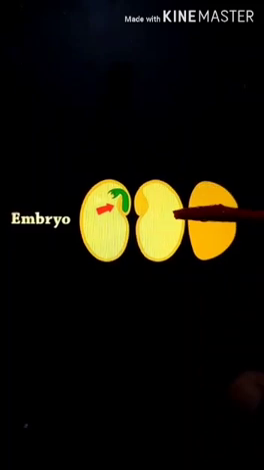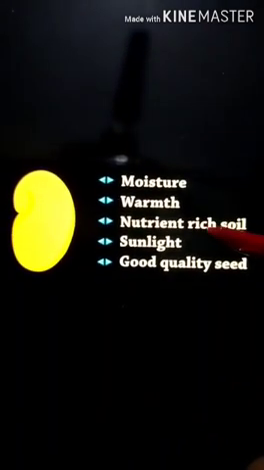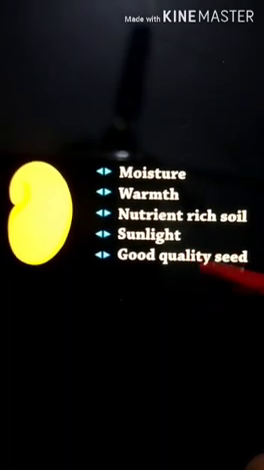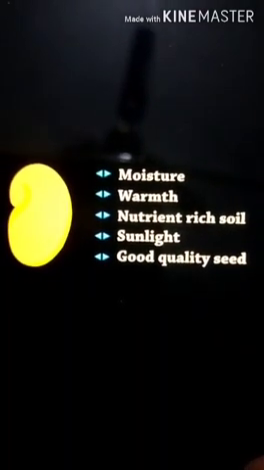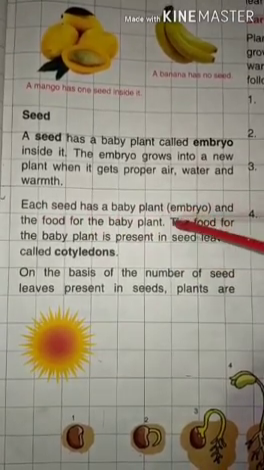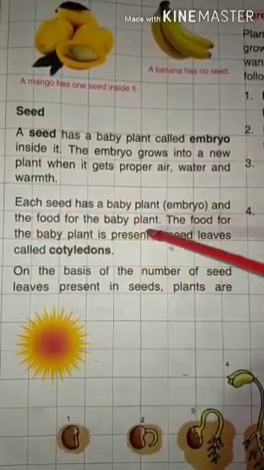So in the seed, it contains a small baby plant. Now see here carefully. This baby plant is called an embryo. The embryo grows into a new plant when it gets moisture, warmth, nutrient-rich soil, sunlight and good quality seed. So each seed has a baby plant, that means embryo.